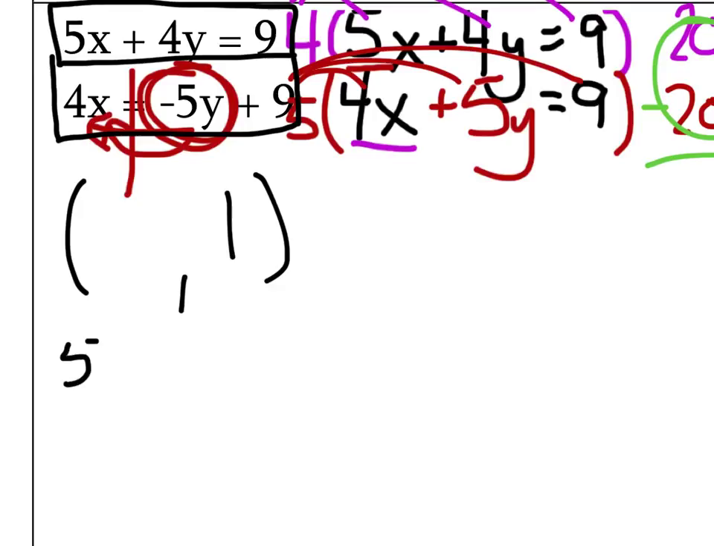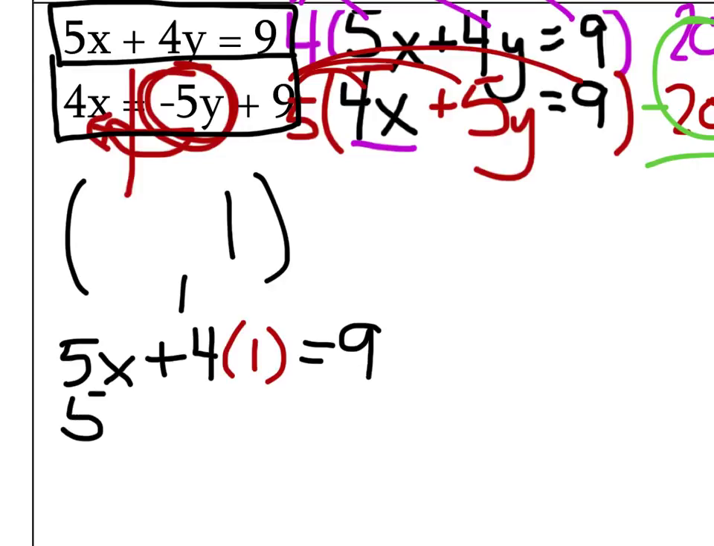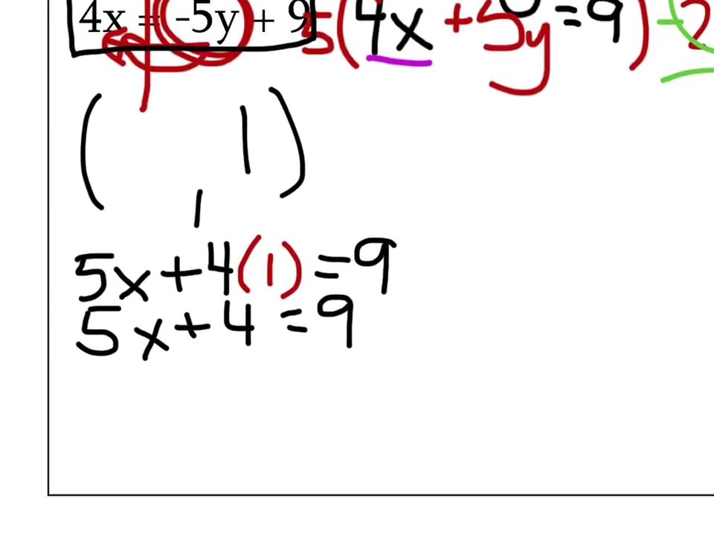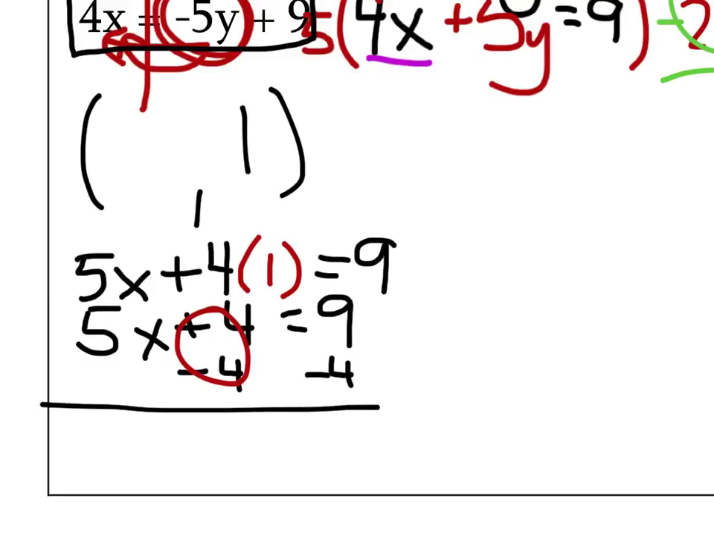So we've got this 5x plus 4 times y, which is 1. So we've replaced the y with 1. That equals 9. Let's just solve this. 5x plus 4 equals 9. Some of you have seen this, where you just subtract 4 from both sides, right? So that makes this a 0. So you've got this 5x. This equals 9 minus 4 is 5. It turns out x equals 1 as well.